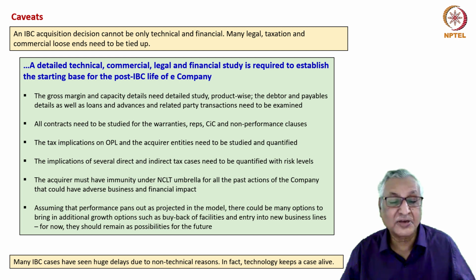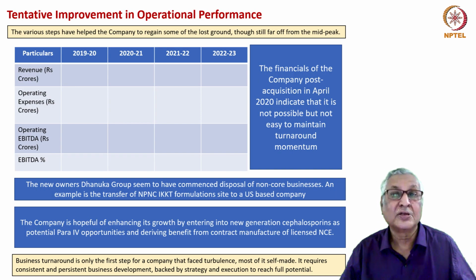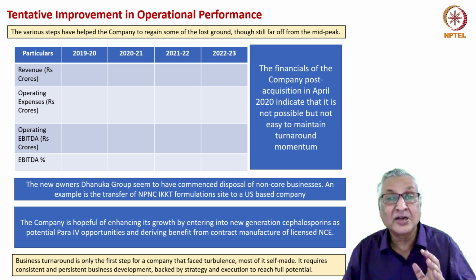Many IBC cases have seen huge delays due to non-technical reasons. In fact, technology keeps a case alive. There has been a tentative improvement in operational performance, and this demonstrates that turnaround is certainly possible even after the worst business setback. However, it is not easy to maintain the turnaround momentum.